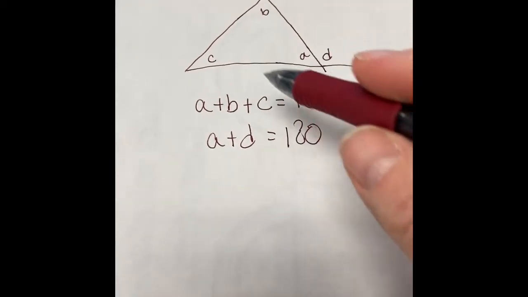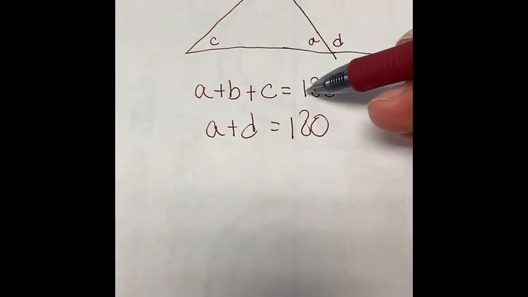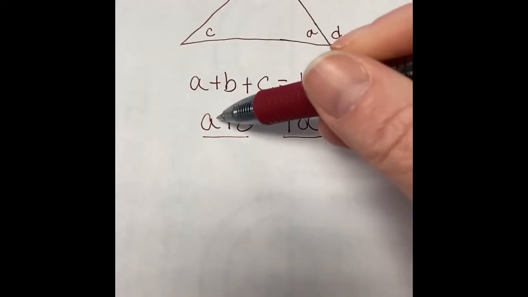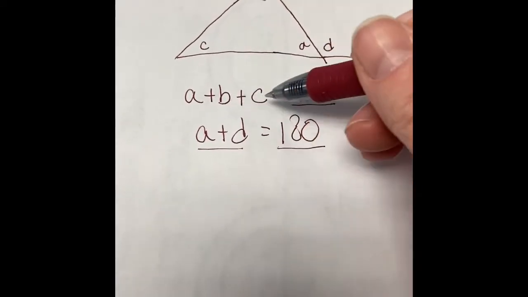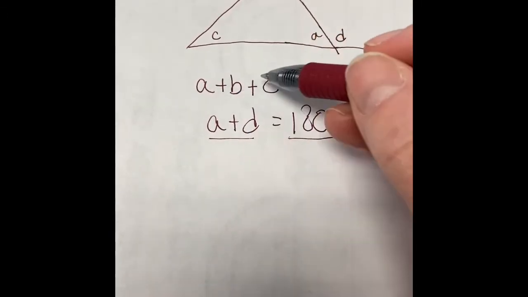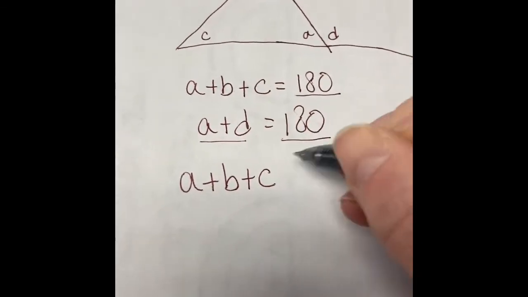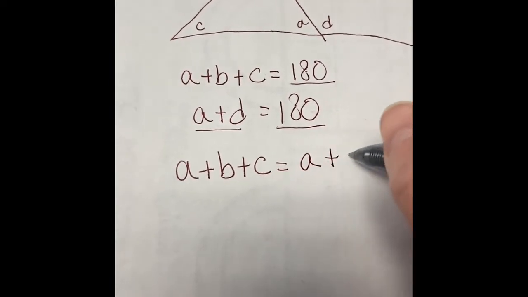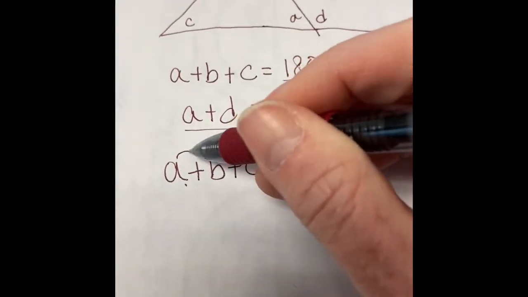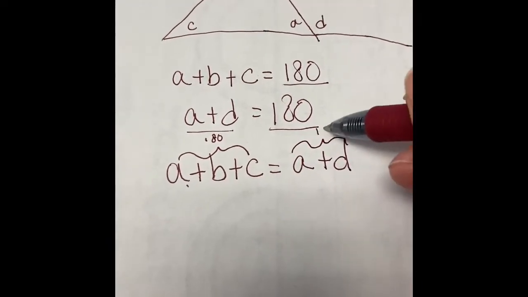So look at this. A plus B plus C equals 180. A plus D equals 180. Do you guys see the connection? What if we set these two equal to each other? Because they both equal 180, we can set them equal to each other. So A plus B plus C equals A plus D. Do you guys see that? Which makes sense, this is 180 and this is 180.